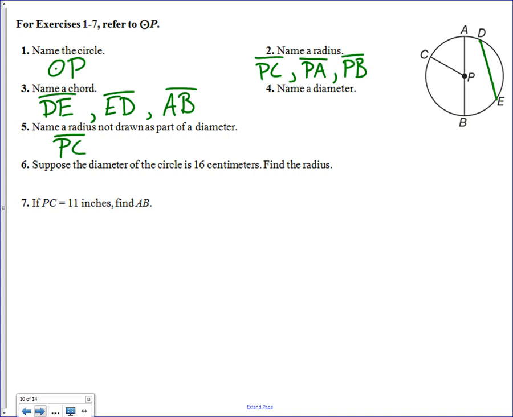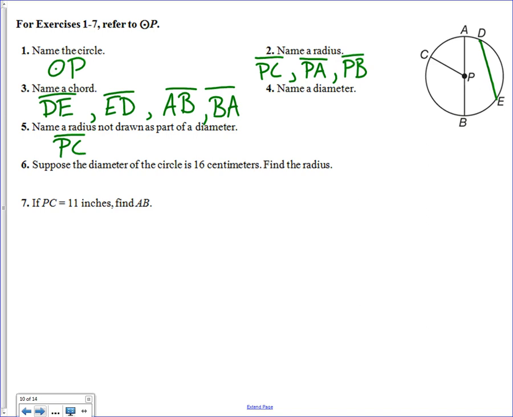So AB is a chord. It's a specific chord. This is the diameter, but a diameter is a chord. Or we could use BA. Again, it says name one, so you only have to name one. To go back for the radius, you could also have segment CP, segment AP, segment BP, right? To be the radius, we don't have to start with the center. We can start with the point that's on the circle as well.